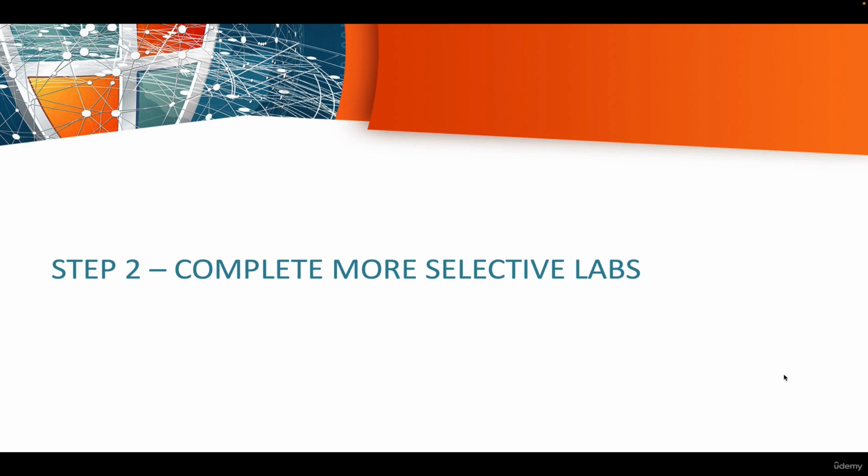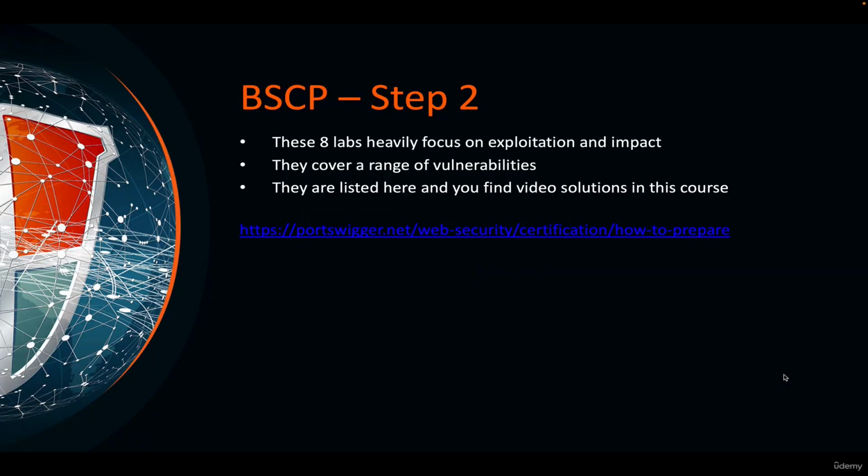Step number two, there are some more selective labs which Portswigger recommends you to do. Once again, these 8 labs are heavily focused on exploitation and impact. And I can confirm that from real-world bug bounty hunting, those are the labs where you show impact. If you found a vulnerability, you always think, how can I increase my impact, and how can I increase damage, so to speak? That's basically those 8 additional labs which you're going to go through. Once again, I have a complete video solution on how to solve them one by one. This is also part of this course.